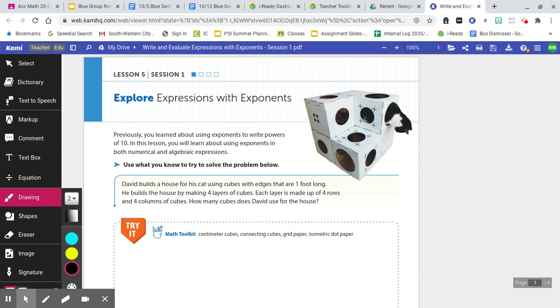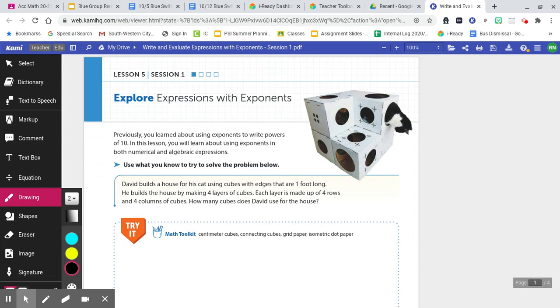So use what you know to try to solve the problem below. David builds a house for his cat using cubes with edges that are 1 foot long. He builds the house by making 4 layers of cubes. Each layer is made up of 4 rows and 4 columns of cubes. How many cubes does David use for the house?